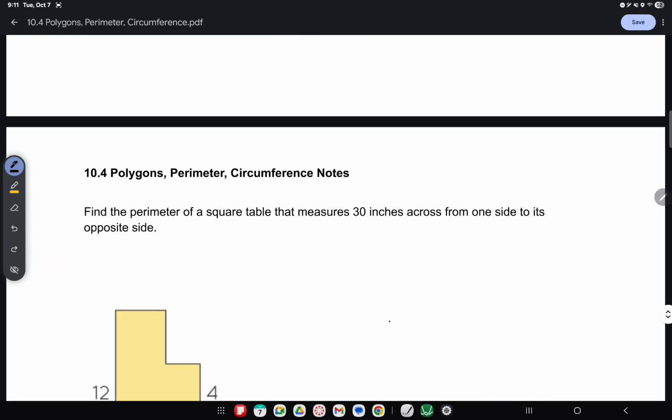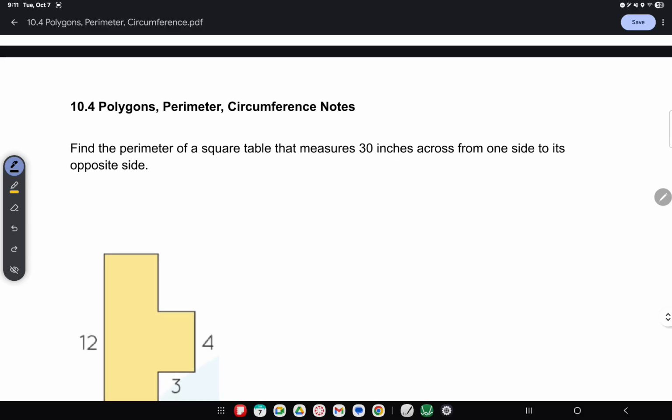How do I find the perimeter of a square table that measures 30 inches across from one side to its opposite side? All right, I'll just draw a little picture. Got a little square here. Each side is 30. So I could add 30 four times, or I can say my side length is 30, and I have 4 sides, and that'll give me 120. And this time it's in inches.